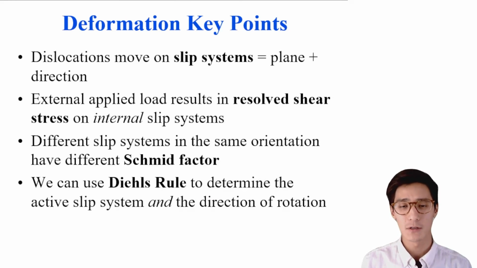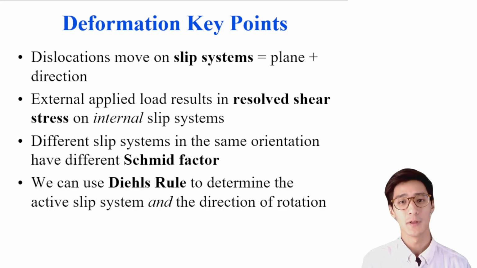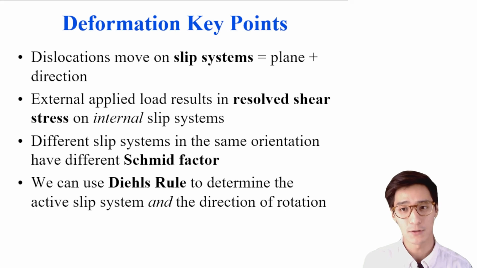To summarize, in this module we've covered the concept of slip systems. Dislocations move on slip systems, which are a combination of a slip plane and a slip direction. An external applied load results in a resolved shear stress on the internal slip systems. Different slip systems in the same orientation may have different Schmid factors. And to determine which one is active, we use Diehl's Rule on the stereographic projection to determine the active slip system and the direction of rotation.